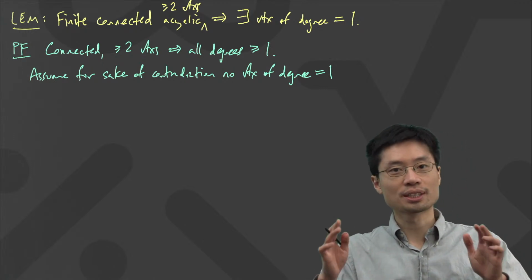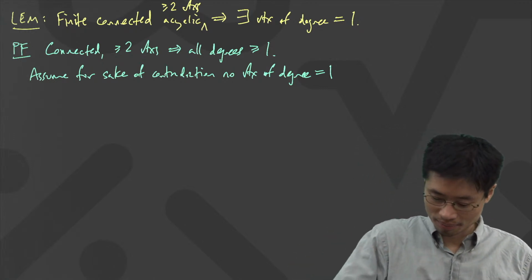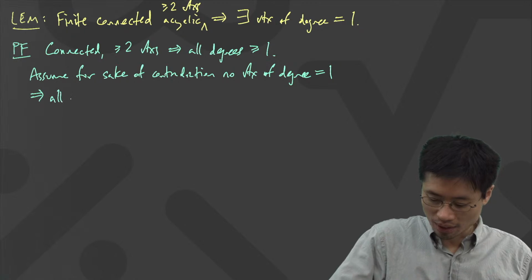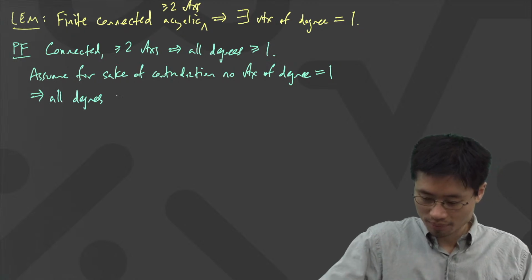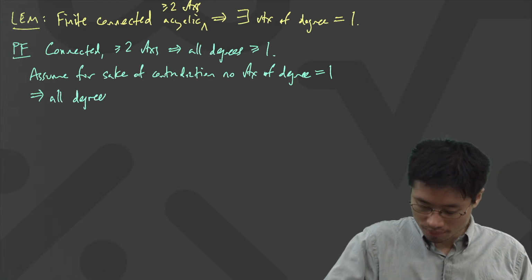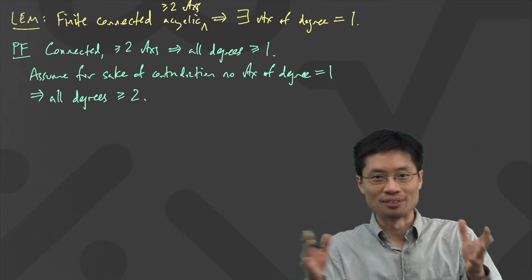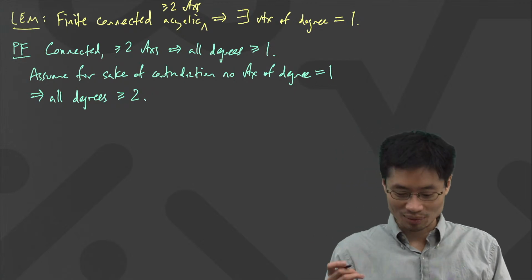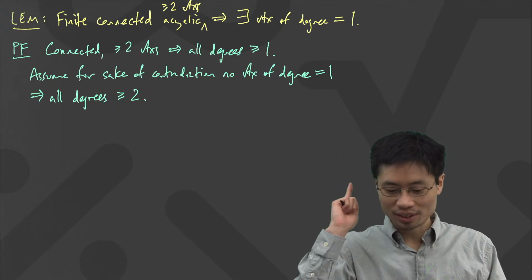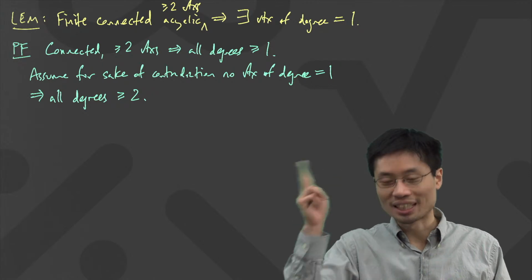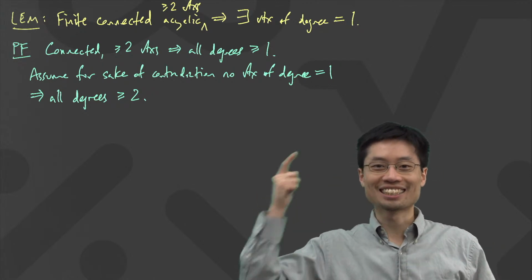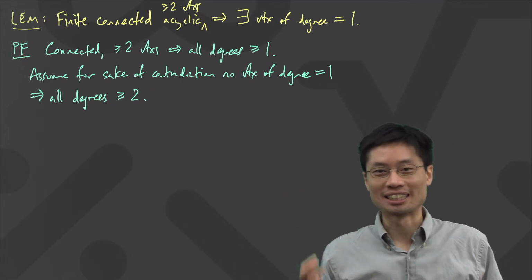Well, that's going to force that all the degrees are at least 2. And now what you said is you can kind of move around, and that's exactly what the idea is. So far we've already used the connected, right? We've used the at least 2. It remains to use the finite and the acyclic. So somehow we need to deal with the finite and the acyclic.